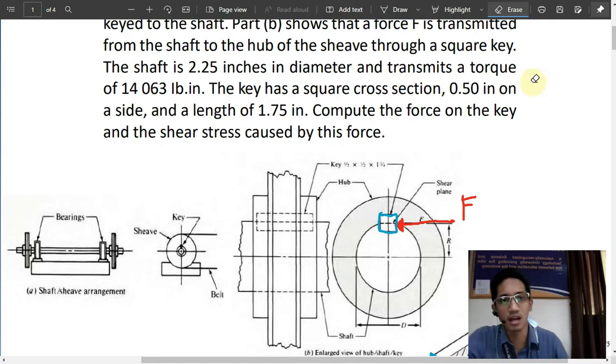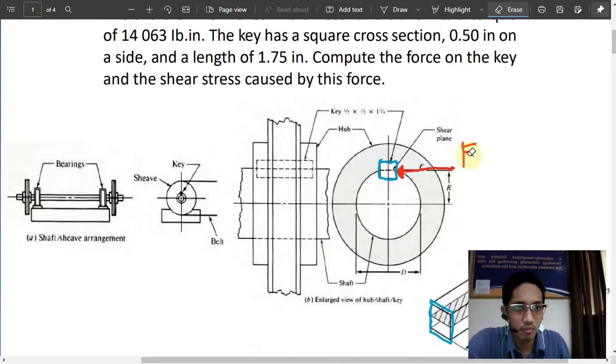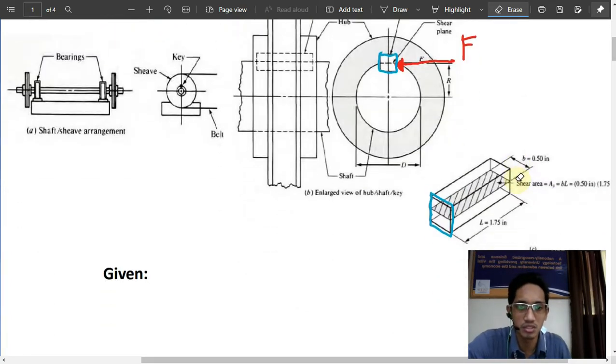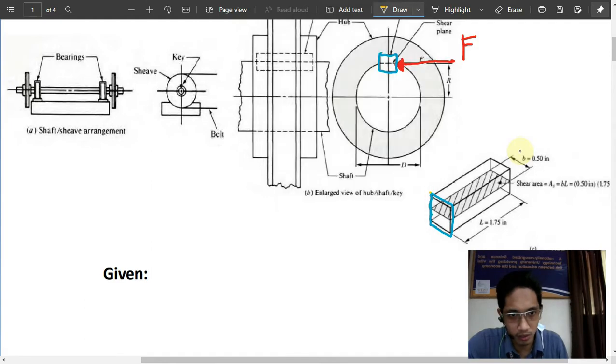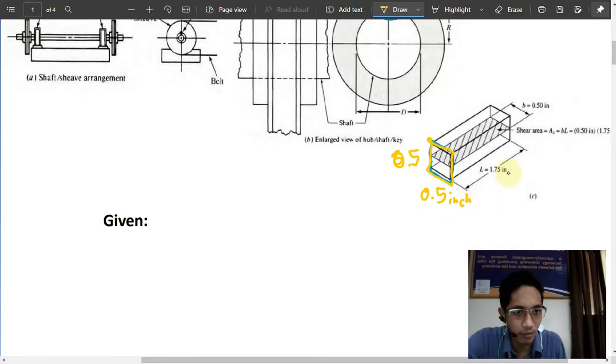So the key has a cross section of 0.5 inches on the side and a length of 1.75 inches. It is from the word square key. A square has equal sides, so if the width is 0.5 inches, the height is also 0.5. And it has a length of 1.75 inches.